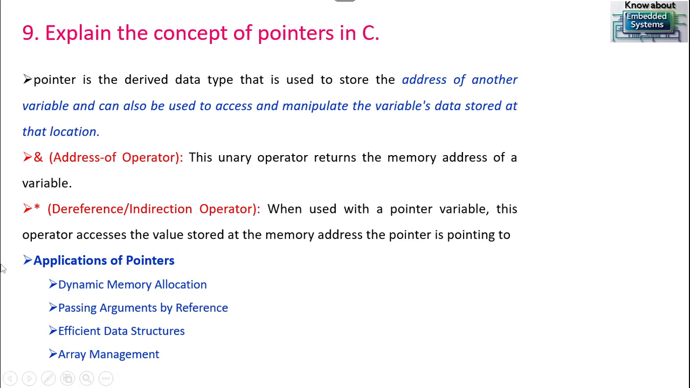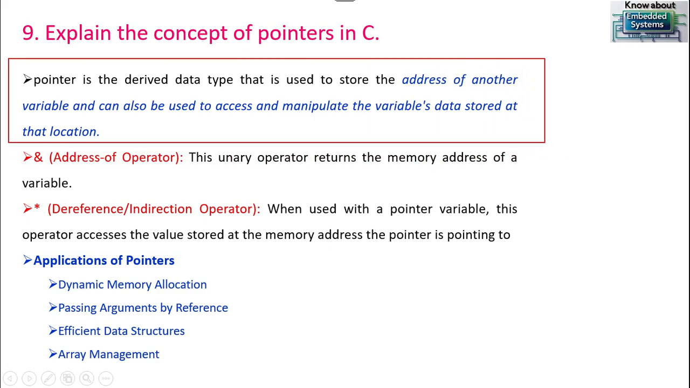So basically, a pointer is a derived data type and it is used to store the address of another variable. You can see here the definition: a pointer is a derived data type that is used to store the address of another variable. A pointer is also used to access and manipulate the data of other variables stored in that location. So again, a pointer is a derived data type used to store the address of another variable. Okay, that's the first thing.